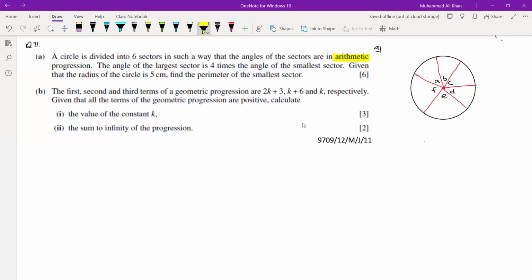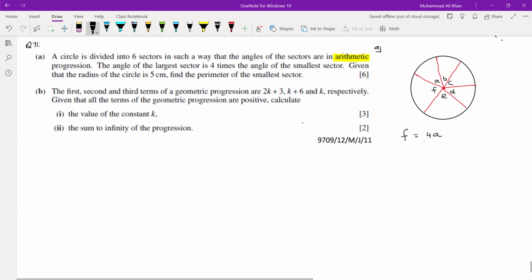Again, there will be some increment. Now आइए, क्या कहा गया? The angle of the largest sector is 4 times the angle of the smallest sector.